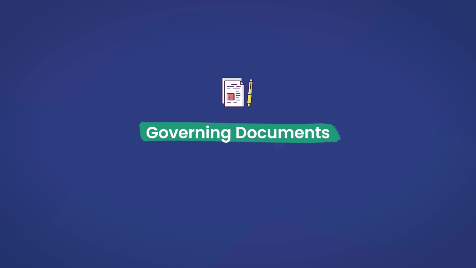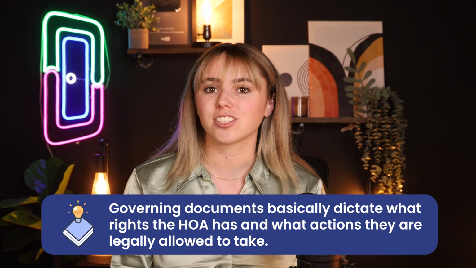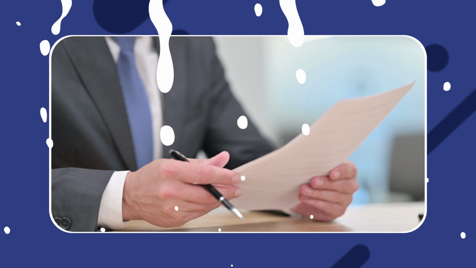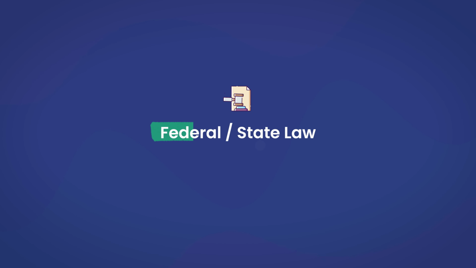Every HOA is required to have a certain set of documents called the governing documents. These documents basically dictate what rights the HOA has and what actions they are legally allowed to take. They also state the rules and regulations that every member of the HOA must abide by. There are a few governing documents, each with a different level of hierarchy. Typical governing documents in order include, first, the federal and state law.